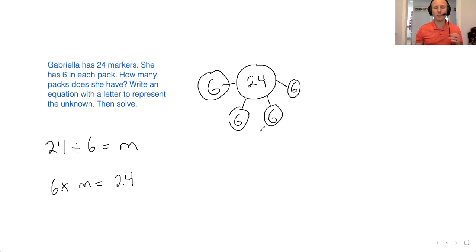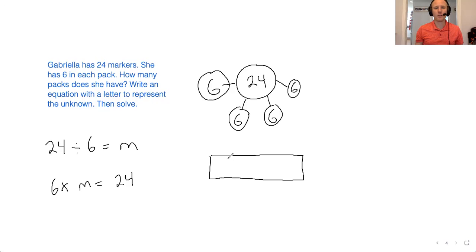So this is a similar problem to the one we just did, but a little bit different in that last time we knew the number of groups, and this time we knew the size of the groups. And that just plays out a little bit different when you create your number bond in this, and it will when we do the tape diagram down here as well.